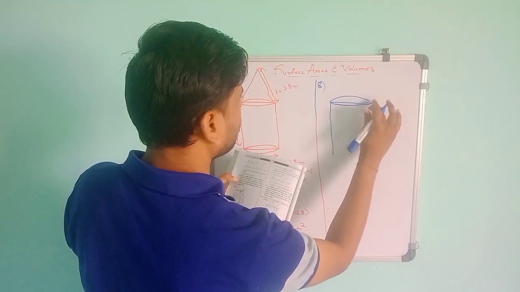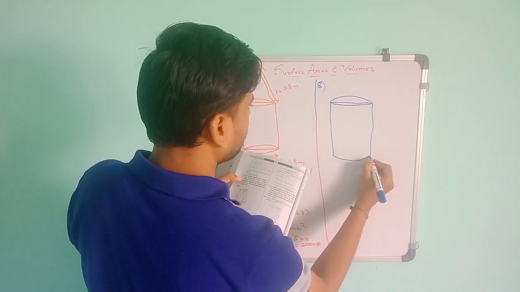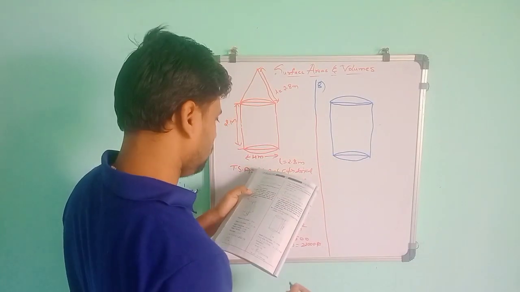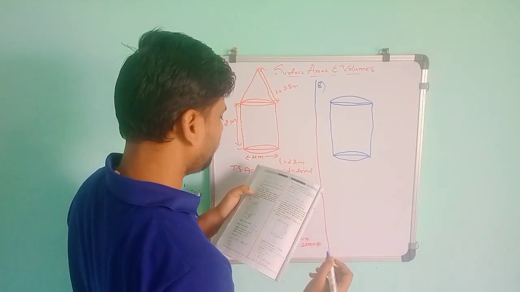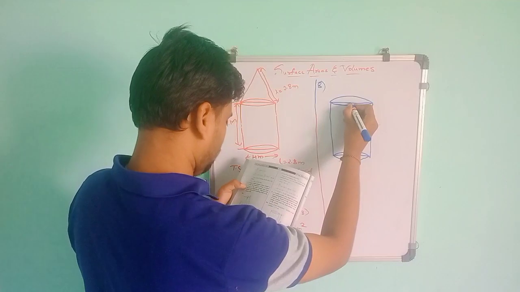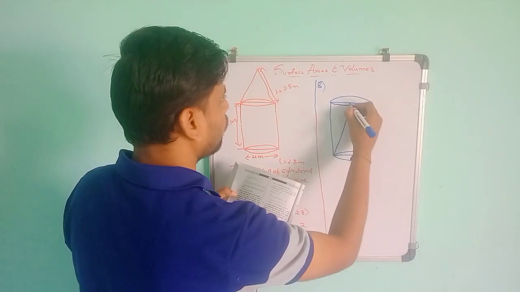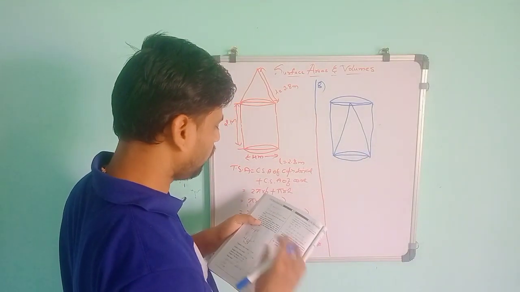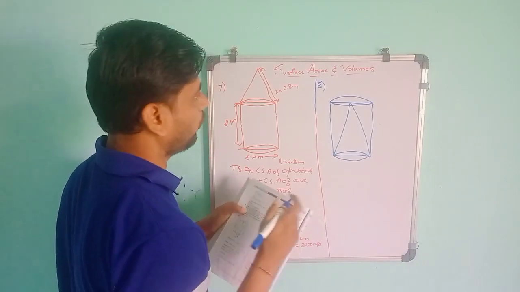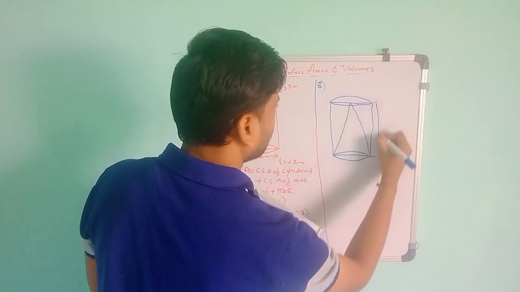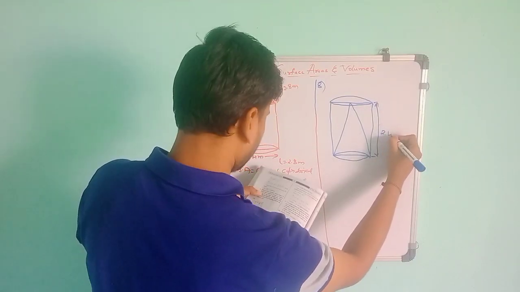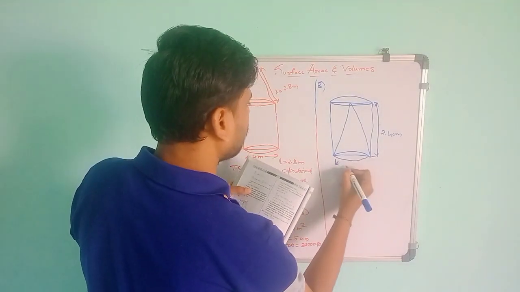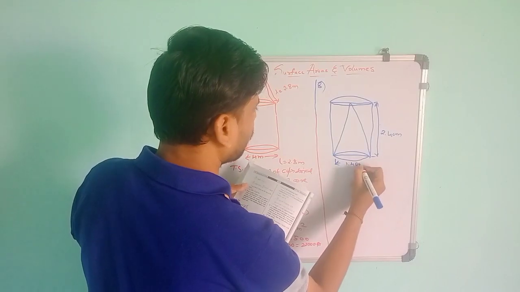Then from the solid cylinder, a conical cavity of the same height, same height and same diameter is hollowed out. So the height of the cylinder is 2.4. The height of the cylinder is this, 2.4 centimeter, and the diameter of the cylinder is this total, 1.4 centimeter.